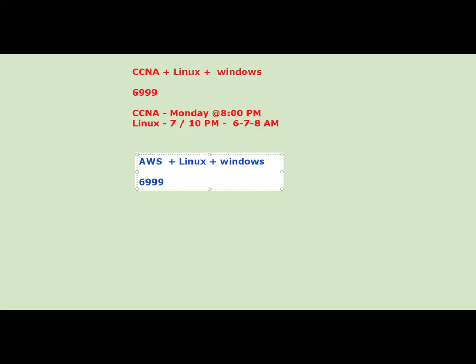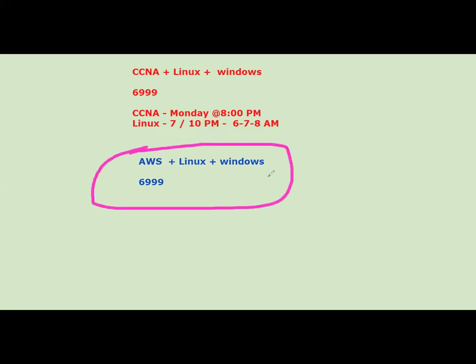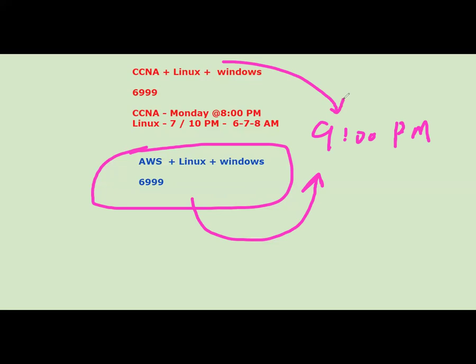In case, after completing the CCNA and Linux administration package, you're planning to go with AWS also, do you need to join the complete package, where again the same Linux administration and Windows administration are there? For example, if I start a Linux class at 9 p.m., people are coming from this package as well as from the other package. The Linux administration is the same for both packages, and Windows administration is the same for both packages.